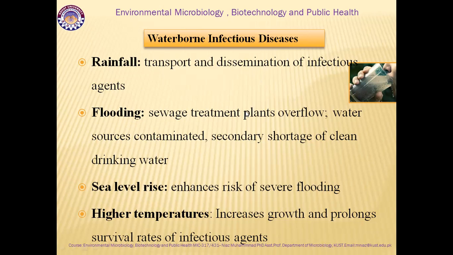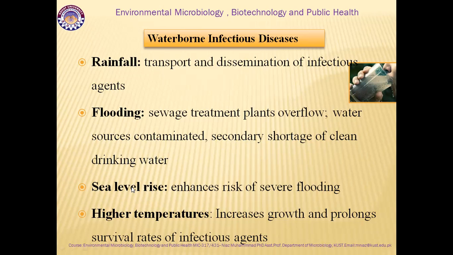Flooding, sewage treatment plant overflows, water sources contaminated, secondary shortage of clean drinking water. When there is heavy rain, what happens, especially in big municipal cities, is that the sewage system blocks or chokes, and that comes onto streets with rainwater and goes to the water bodies. Sewage treatment plants overflow, water sources are contaminated. Either that is a well, a lake, a pond, or a river, it will go there. And what will be the result of that? The clean drinking water will be short for the public.